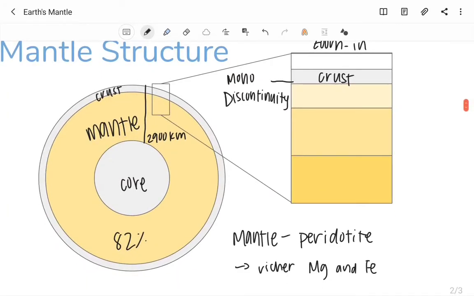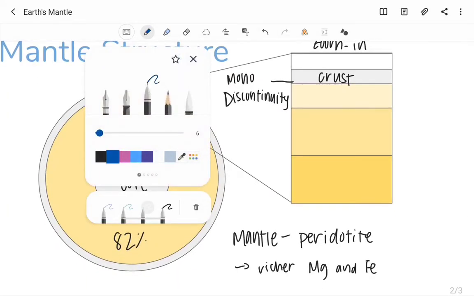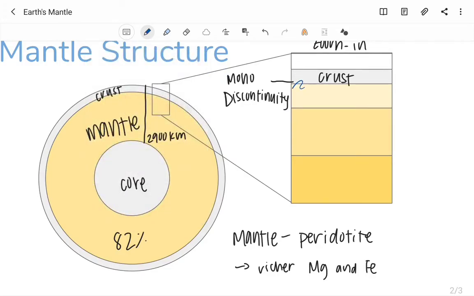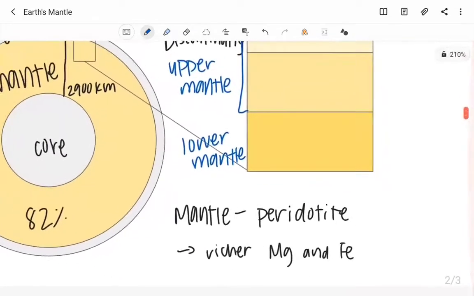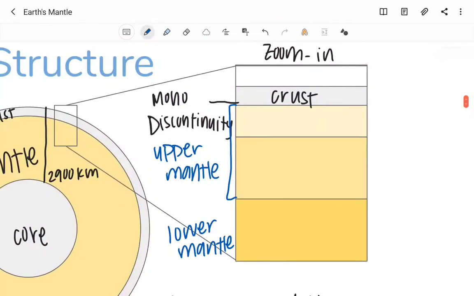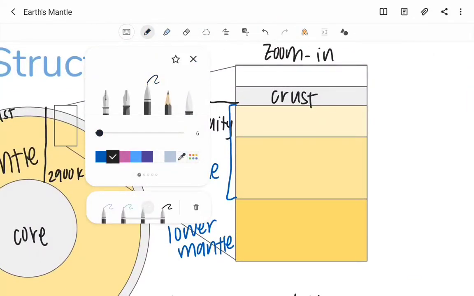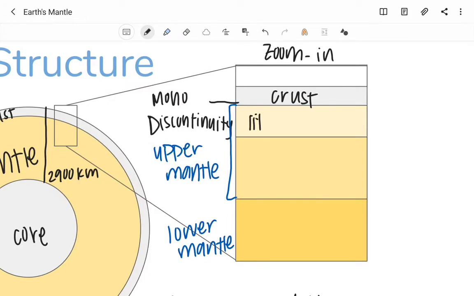Now we can take a look at the mantle, and in the mantle we can see that there are a few layers. We can first break up the mantle into two components: the upper mantle and the lower mantle. Taking a look at the upper mantle, we can see that the upper mantle is further divided into two more sections. These sections are known as the lithosphere and the asthenosphere.